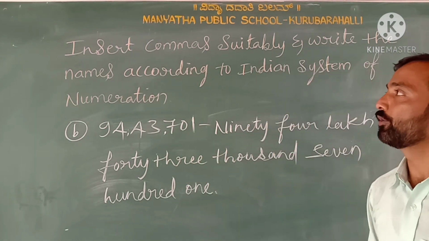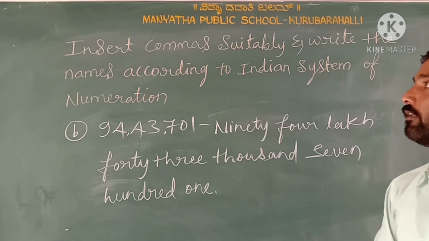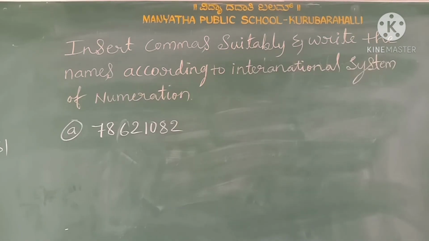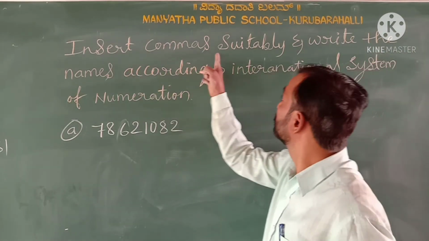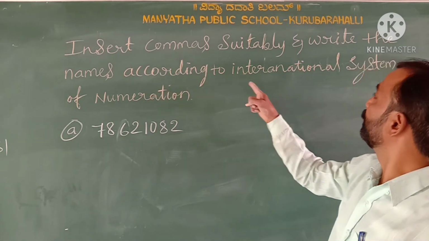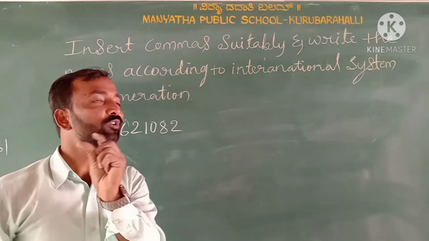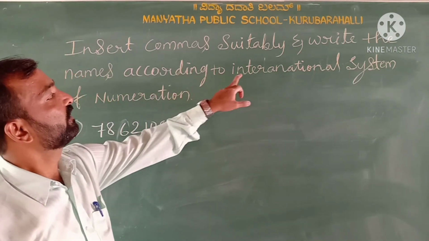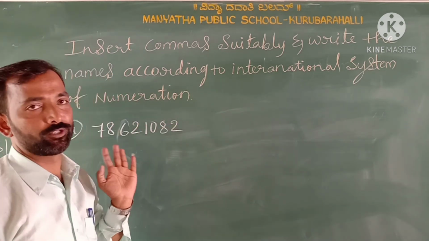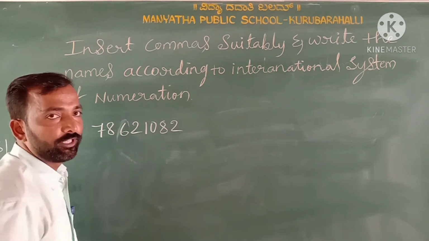The exercise 1.1. In the exercise 1.1, the next problem. Okay, I hope you understand. The next problem is insert commas suitably and write the names according to international system of numeration. Just one word is changed, that is Indian system into international system of numeration. Okay, see, the given digits are these.